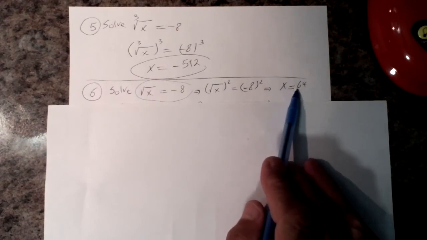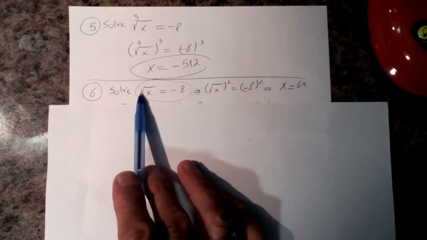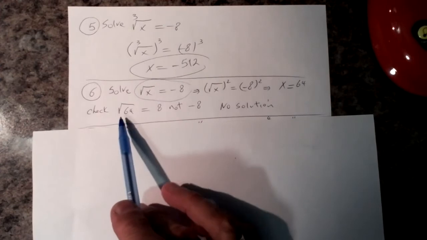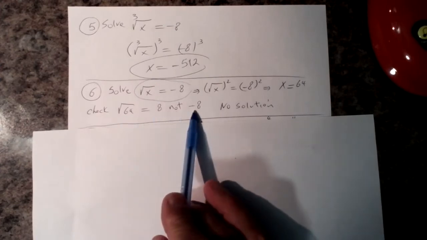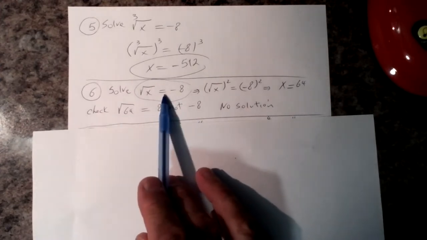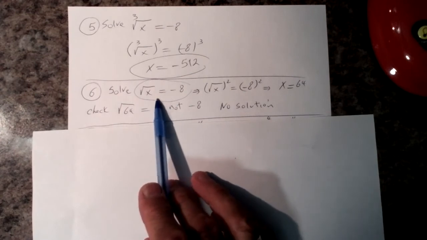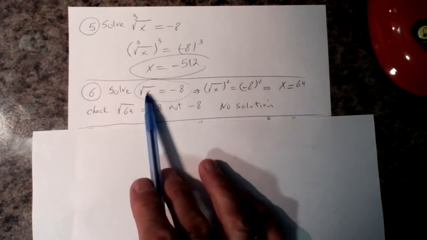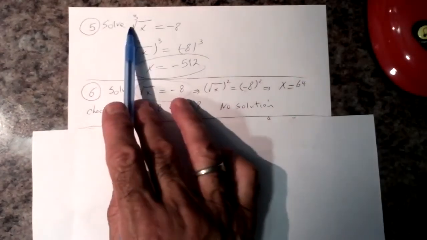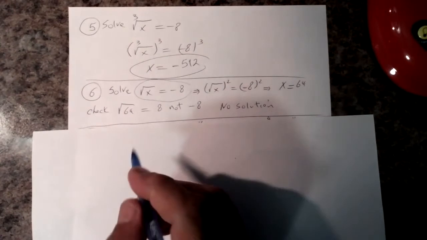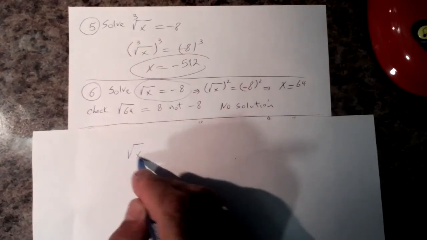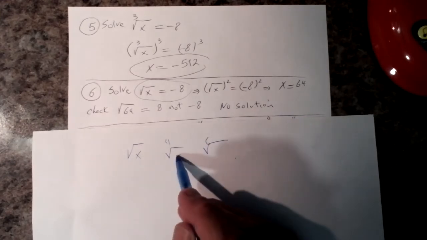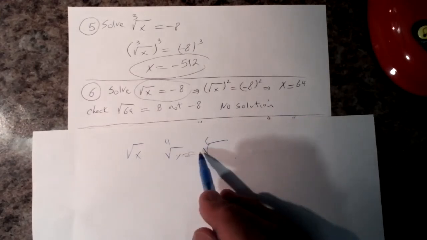Let's try it. Let's take that 64 and put it here to see if radical 64 is negative 8. No, radical 64 is 8. It's not negative 8. Then you know this problem was wrong in the first place. So no solution. A radical cannot be negative unless the root is odd. If it's an odd root, it's okay. It's just the even roots, like 2, 4, 6, that cannot be negative.